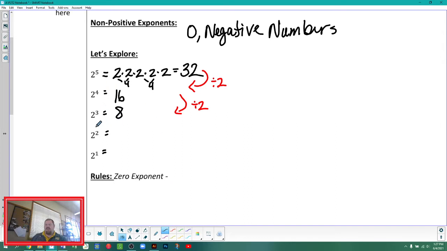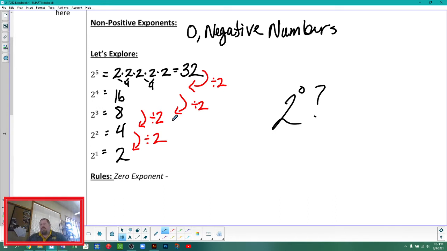If you don't believe me, keep it going. 2 squared is 4, and 2 to the 1st power is 2. We're seeing that if I divide 8 by 2, I get 4. Divide 4 by 2, I get 2. What happens at 2 to the 0 power?